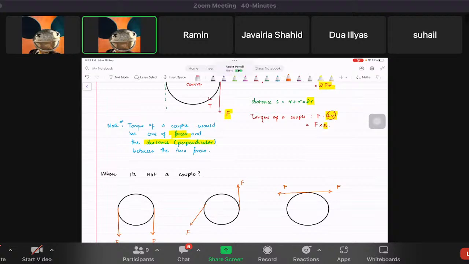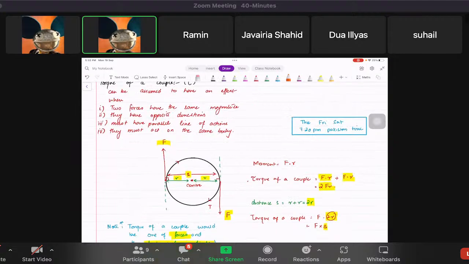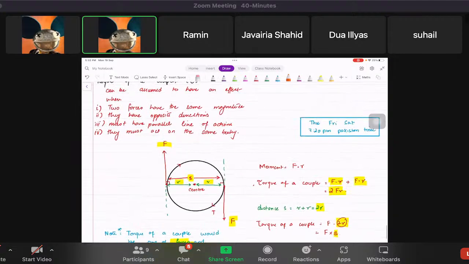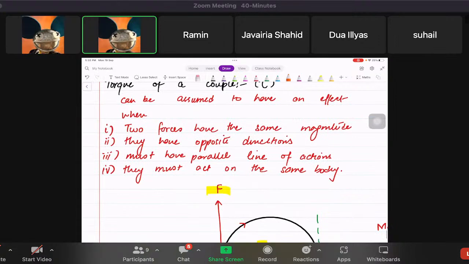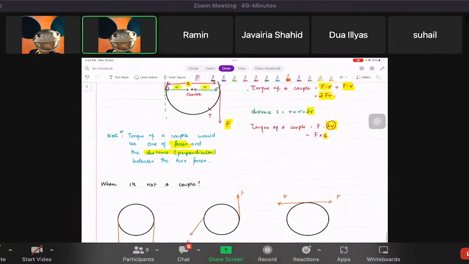So they will usually ask you to identify what is a couple and what is not. Any figure or any sort of forces which do not conform to these four rules, you just say they're not a couple, and that could be these three conditions only. Is it clear, everybody? Yes, sir.